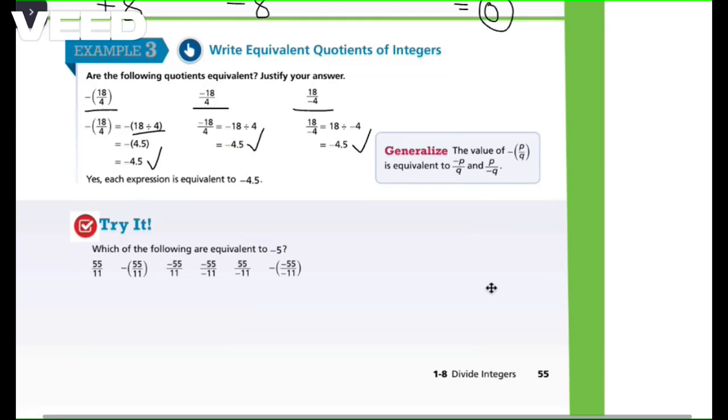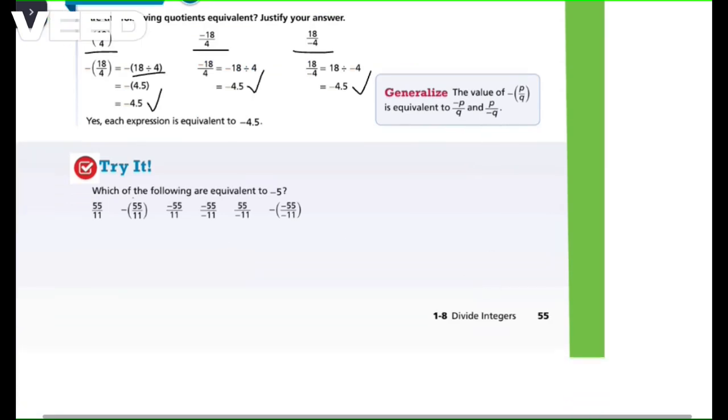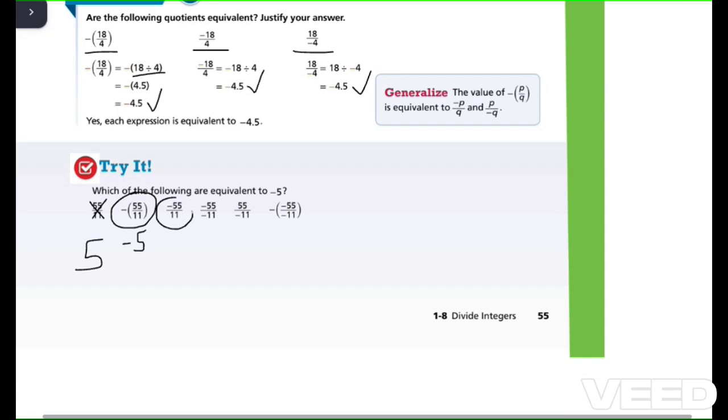Let's move on to the triad at the bottom of this page. It says, which of the following are equivalent to negative 5? Well, we know it can't be this one because that's positive divided by positive, which is going to give us a positive 5, which is not negative 5. How about the second one? We know the inside is going to give us 5, but this minus sign here is going to make it negative 5. So this one seems like it'll work. How about this one? Same idea. Negative 55 divided by 11 is negative 5.